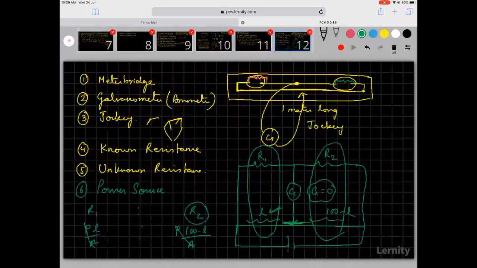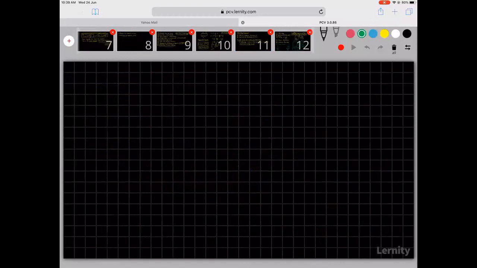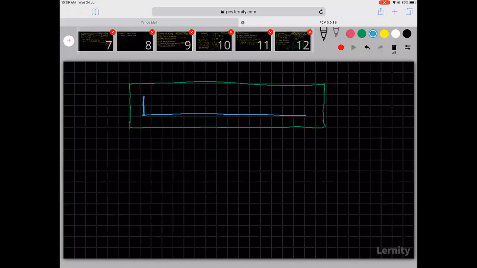So I will explain this part again. So this is how a meter bridge is. A meter bridge is basically 1 meter long, and it has a wire 1 meter long. It has a knob at the middle. Here you put one wire, here you put one wire. On one side you will put a known resistance, on the other side an unknown resistance.